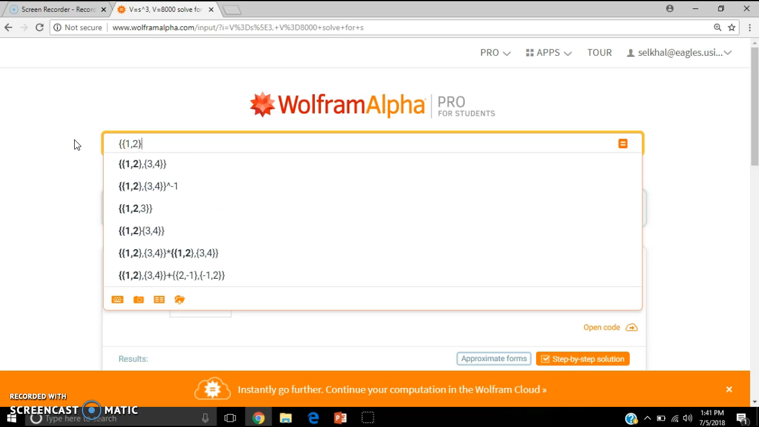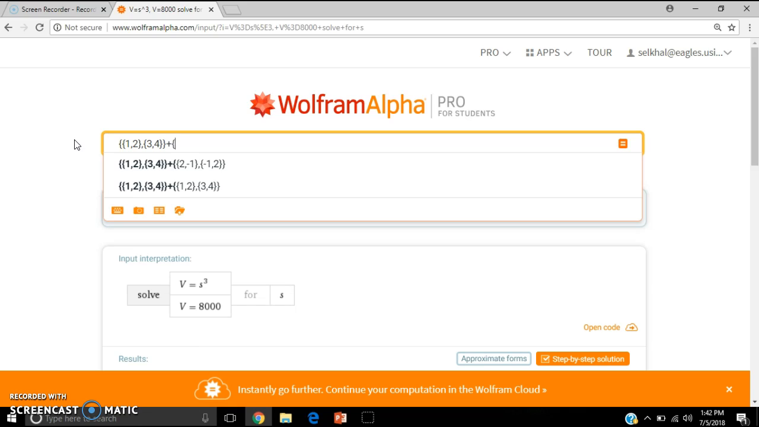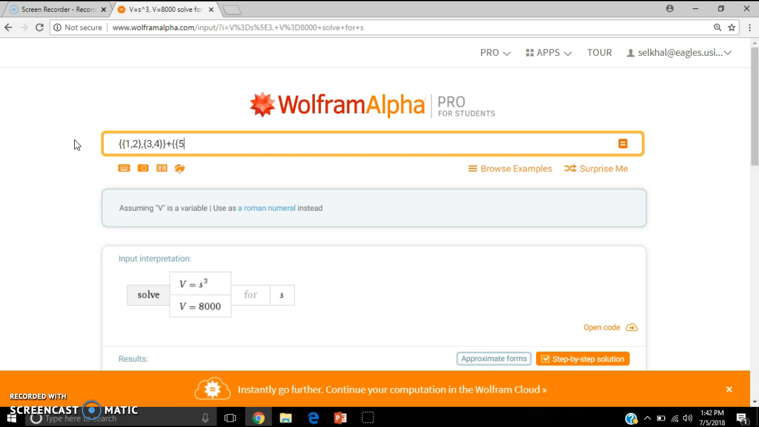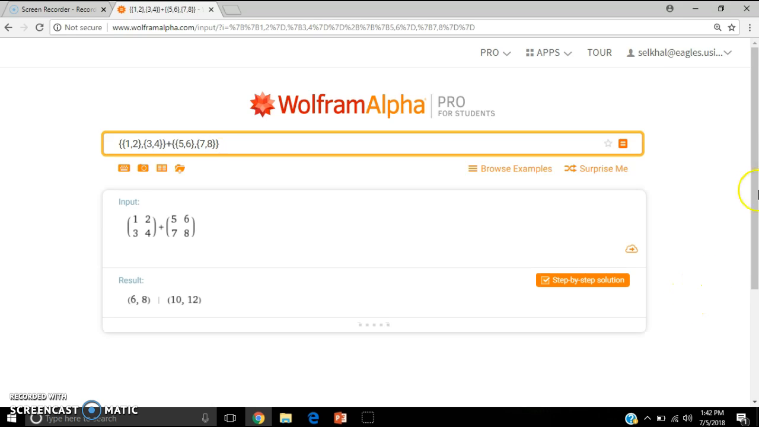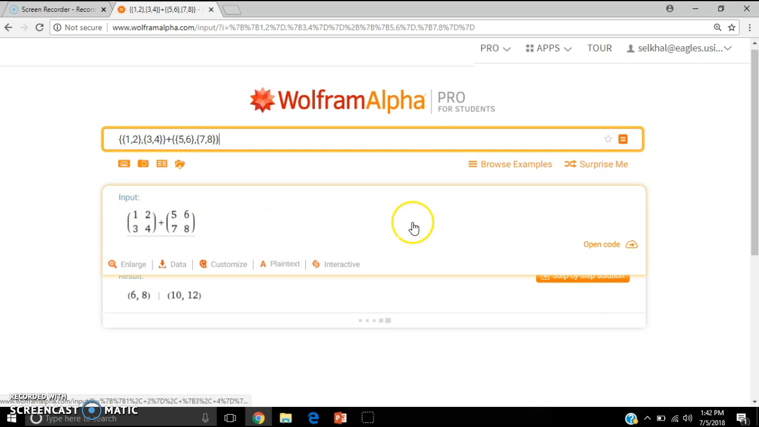1, 2, comma, 3, 4. Close the braces for the row and the braces for the first matrix, plus open the braces for the second matrix. 5, 6. This is the first row. And 7, 8 for the second. Enter. I can check my notation here.